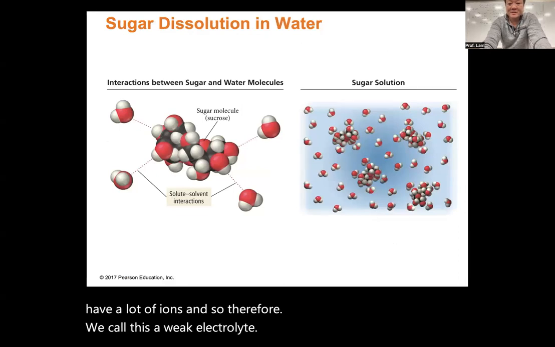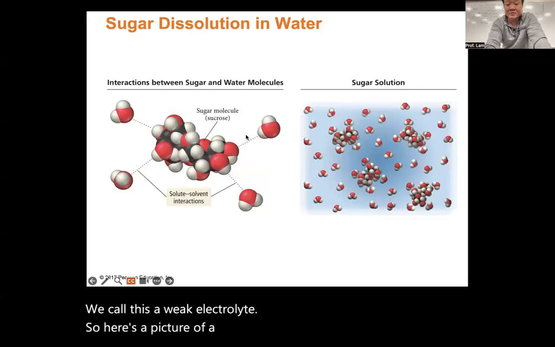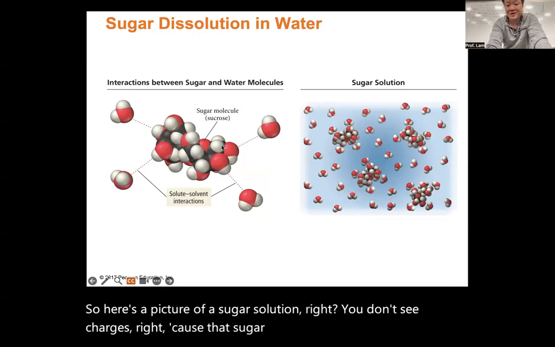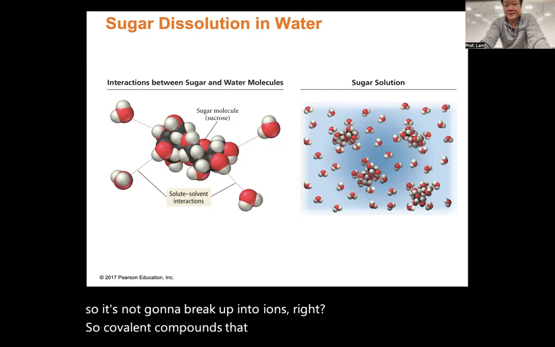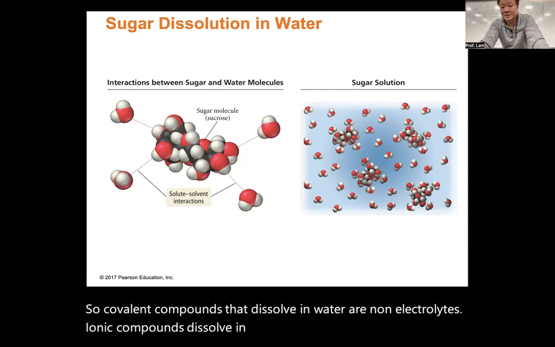Okay. So here's a picture of a sugar solution. You don't see charges, because the sugar molecule is not ionic. It's covalent, so it's not going to break up into ions. So covalent compounds that dissolve in water are non-electrolytes. Ionic compounds that dissolve in water are electrolytes, okay?